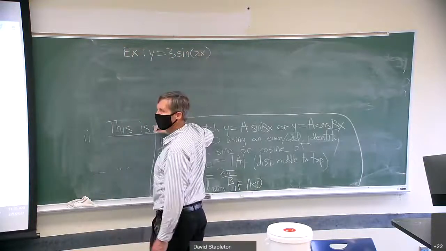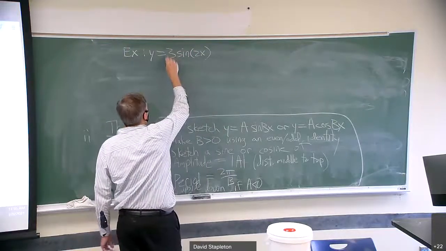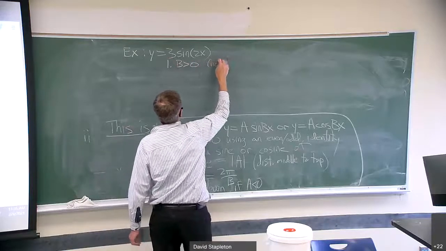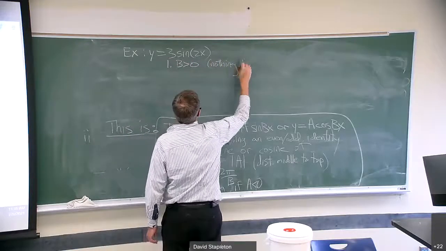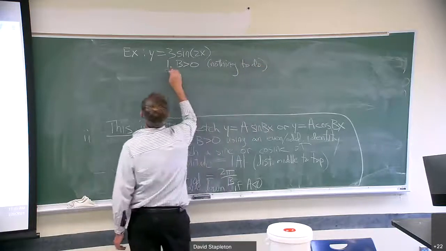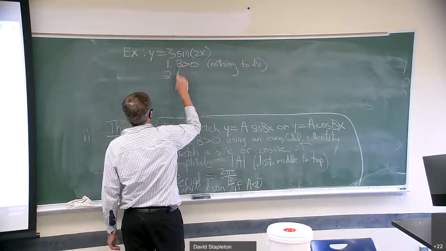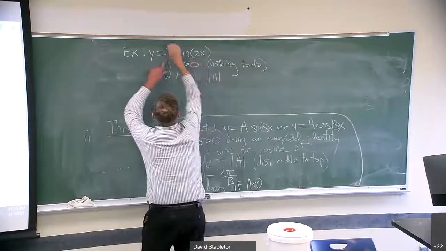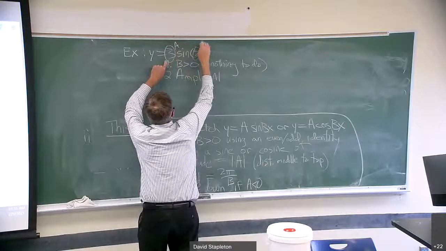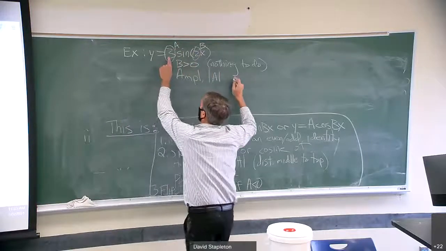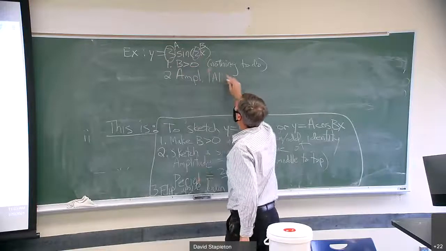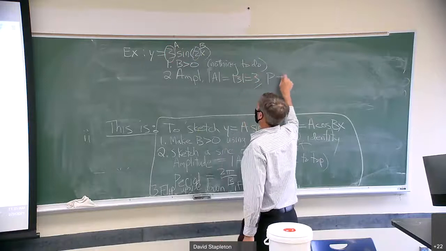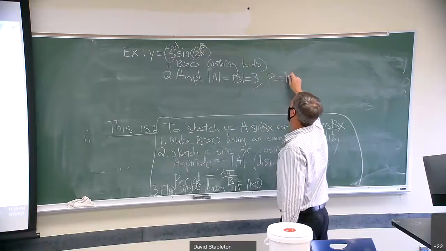What do I do? I say 1, B is already greater than 0, so there's nothing to do. Two, I compute the amplitude for the guidelines. Absolute value of A. If I look at this, I see this is A and this is B. A is what multiplies outside, B is what multiplies inside. The amplitude, absolute value of A, is absolute value of 3, which is 3. The period is 2 pi over absolute value of B.